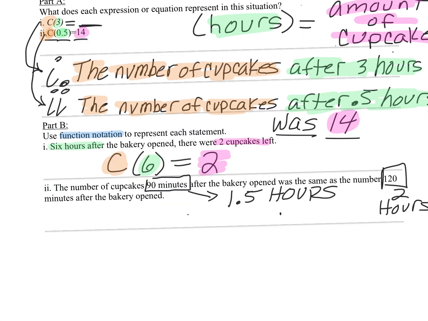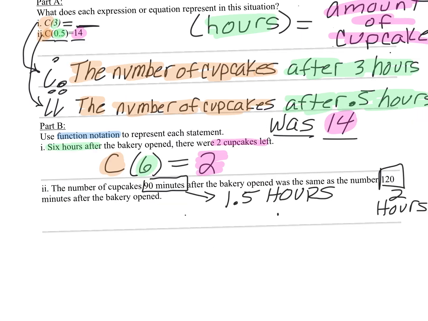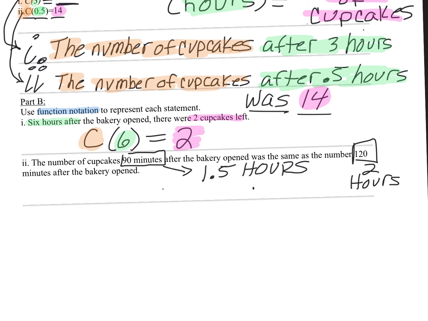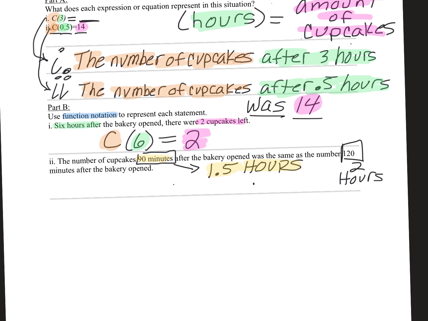One tricky thing about part B is that the measure is supposed to be in hours, but in this situation, they gave you minutes. So make a note, you're going to need this, that 90 minutes is the same thing as 1.5 hours, and 120 minutes is the same thing as 2 hours.